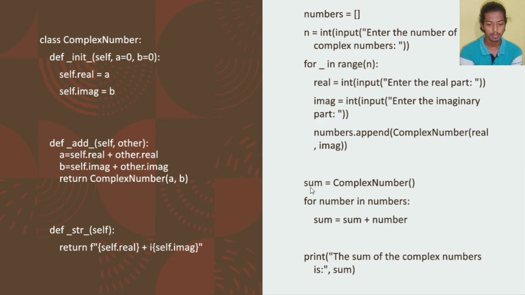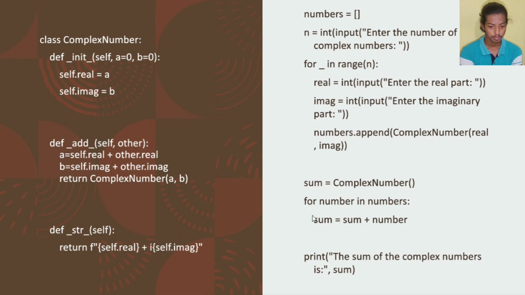Here I'm creating an object for the class, another object. What it does is call this class and initialize a and b as zeros. Then I run the loop over the number list, accessing the objects and their entries. So sum is basically 0 and 0. By using the addition symbol, this function will be called. By calling that function, sum will be 0, and the number, for example, I'll take real as 1 and imaginary as 2.